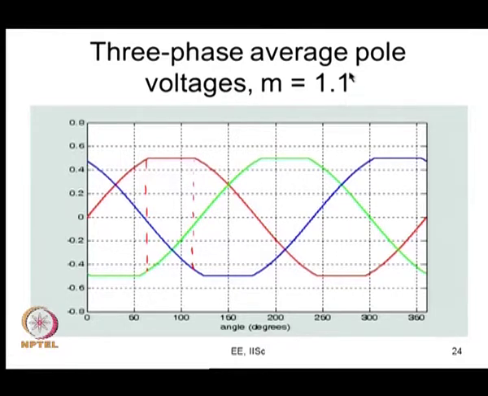At this kind of modulation index, 1.1, only one phase will undergo pulse dropping at a given point of time. If this increases, 2 phases may come. For example, here it is pulse dropping for R phase, pulse dropping for B phase starts a little later and goes on till then. The pulse dropping for the Y phase starts a little later now. So, this is the nature of your 3 phase pole voltages.